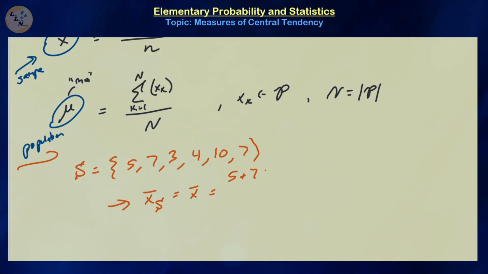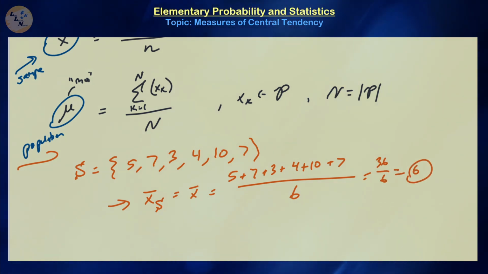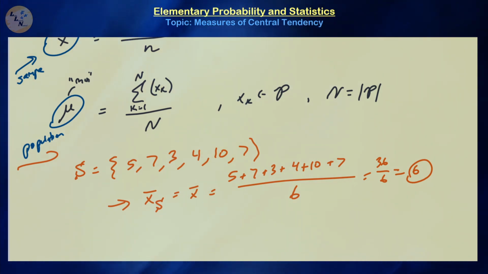And that's just going to be 5 plus 7 plus 3 plus 4 plus 10 plus 7, all over we have 6 values, so that's going to be equal to 36 over 6, which is just equal to 6, as we know. So that's going to be your sample mean, and the population mean calculation is practically the same exact thing, right? And keep in mind, x bar is an approximation for mu, right?